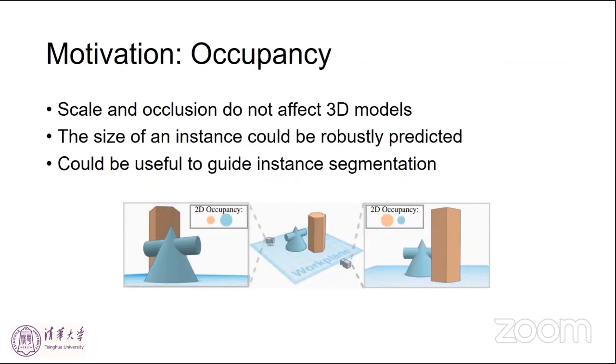The motivation behind this is that unlike 2D images, 3D models are not affected by the scale and occlusion ambiguity. Therefore, the size of an instance could be robustly predicted and be used to guide the instance segmentation process. This figure below illustrates the case. In 2D images, if we measure the occupancy of a 2D instance by the number of pixels, we may find the occupancy is largely affected by the viewpoint, while in 3D, the volume of each instance is fixed as long as the scanning is complete.